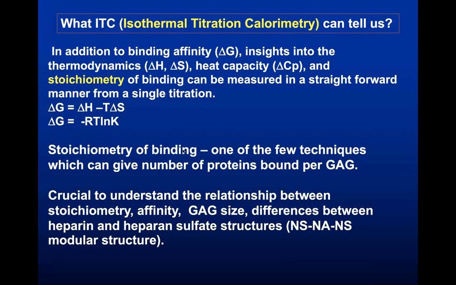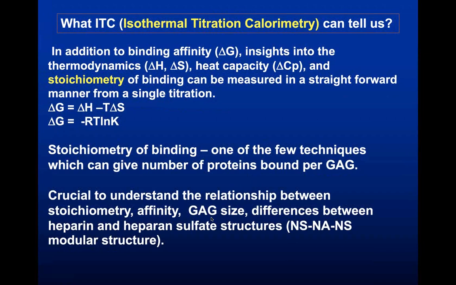And all this can be done using a single titration. As I said, the reason why ITC can be very useful is it can give you the relationship between stoichiometry and affinity and the GAG size. A lot of the times, when working with other biomolecules, size doesn't come into the picture. But with respect to GAGs, size definitely comes into the picture.